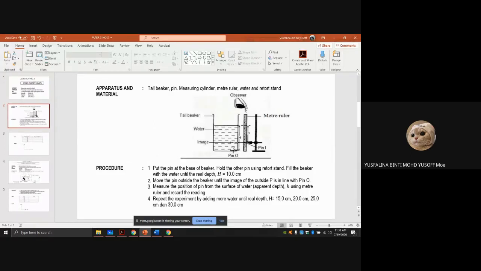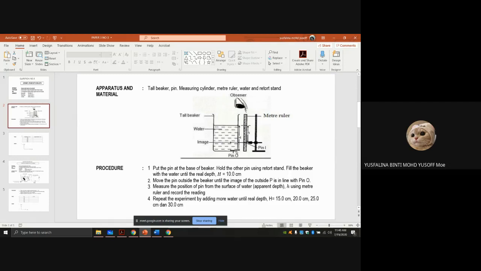So, put the pin at the base of the beaker. Hold the other pin using a retort stand. Fill the beaker with the water until the real depth H is 10.0 cm. So this is the real depth. It means you put the water until the depth of water becomes 10. So this one should be the real depth.